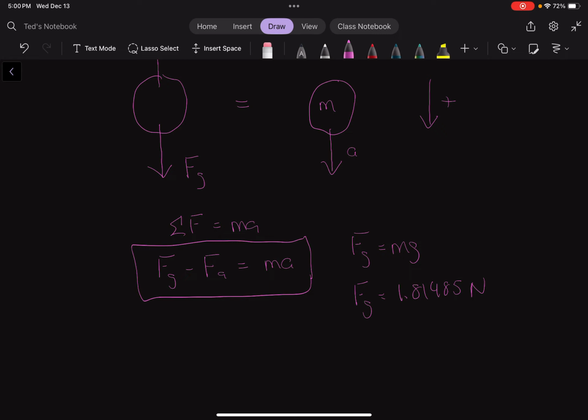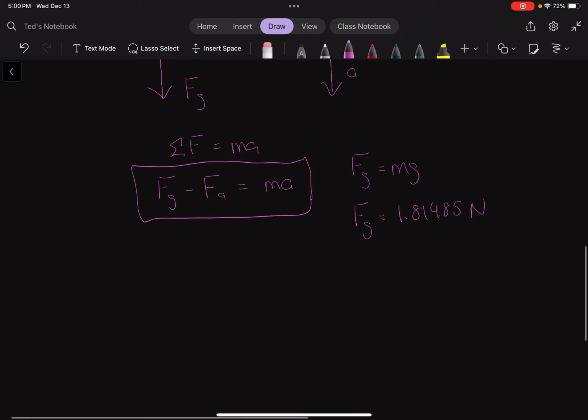Looking at my boxed equation and doing some algebra, if I add Fa to both sides, I get the force of gravity is equal to Fa plus ma. And now if I subtract ma from both sides, I get the force of gravity minus ma is equal to Fa, which is good because that's what I'm looking for.